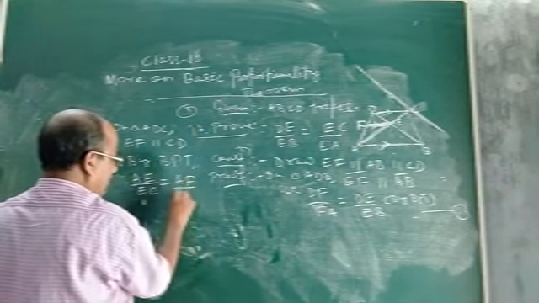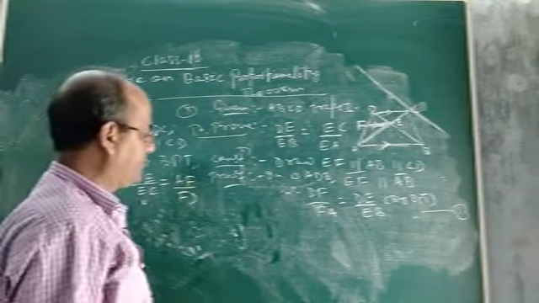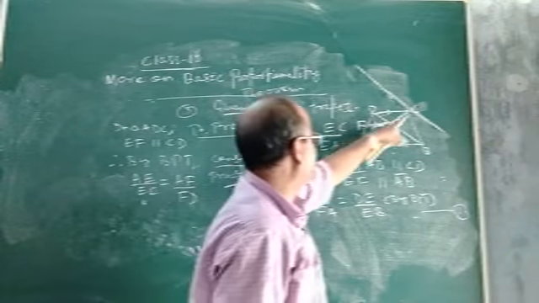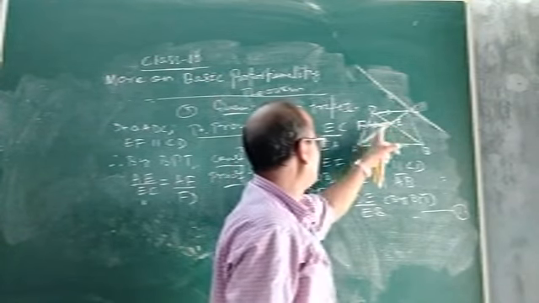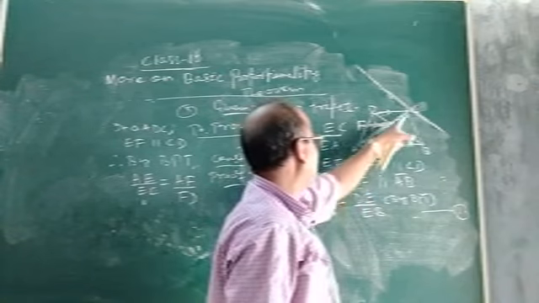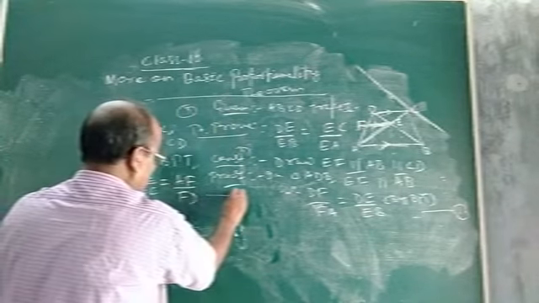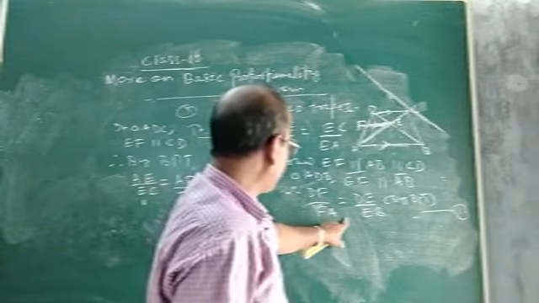AF by FD. Okay. See, in this triangle ACD, your EF is parallel to CD. So AE by EC will be equal to AF by FD. Now see, suppose this is equation 2. Now look at equation 1.